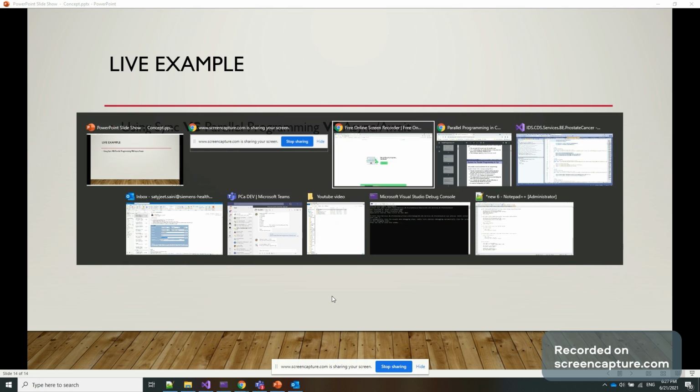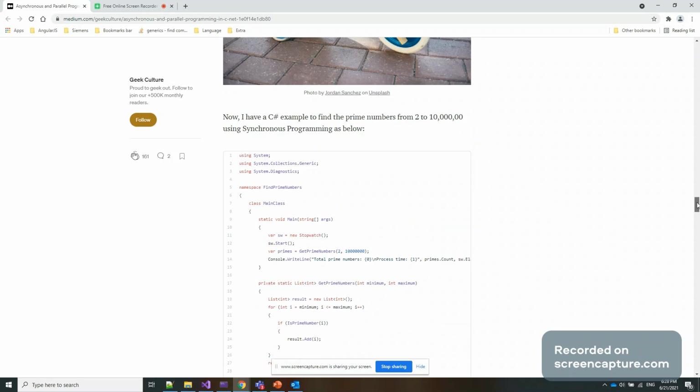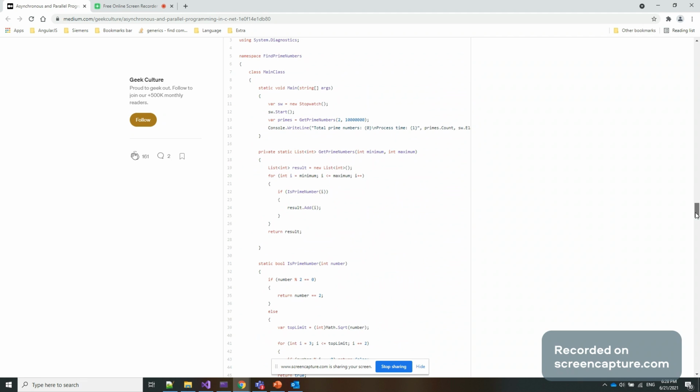So let's move on to the example site. If you look at the example, we are basically looking at one approach: we have 2 to 10 lakhs of numbers, and from there we need to find the prime numbers. First is the synchronous way. You can see this one is the sum method. You can take a look there.